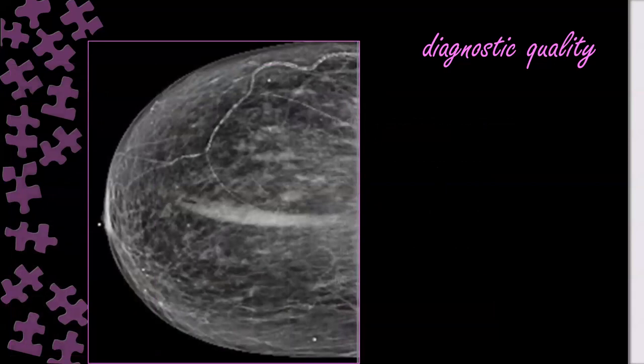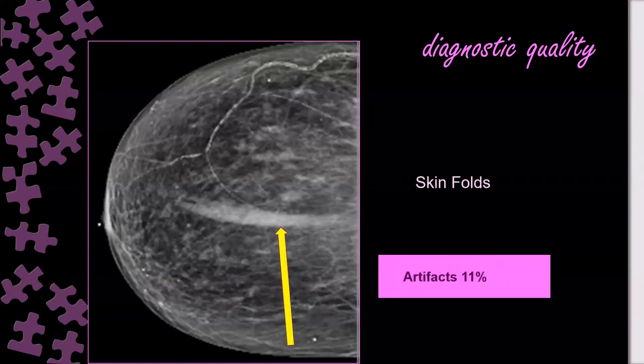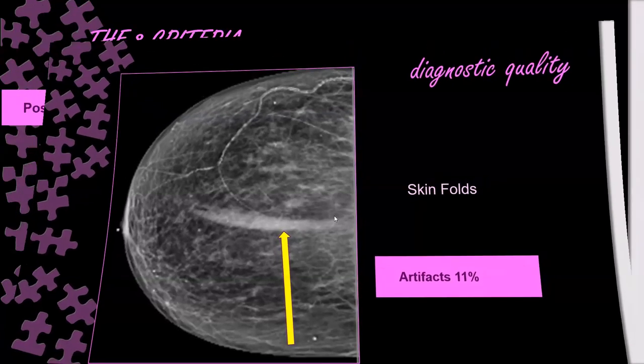And this one. This is an artifact also, from a skin fold. Excellent. This is a skin fold. This band-like opacity is due to skin fold.